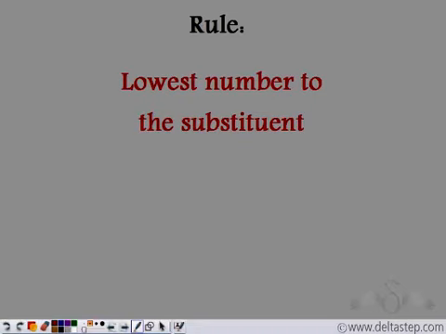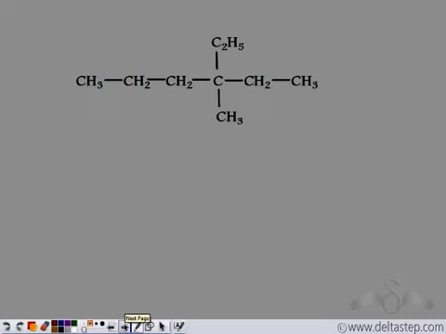Whenever we have substituents in an organic compound, the rule says that we give the lowest number to the substituent. Let's take an example. We have an organic compound and we have to find the prefix for this organic compound. So we see we have two substituents, methyl and ethyl. The first step remains the same, that is we have to find the longest carbon chain.